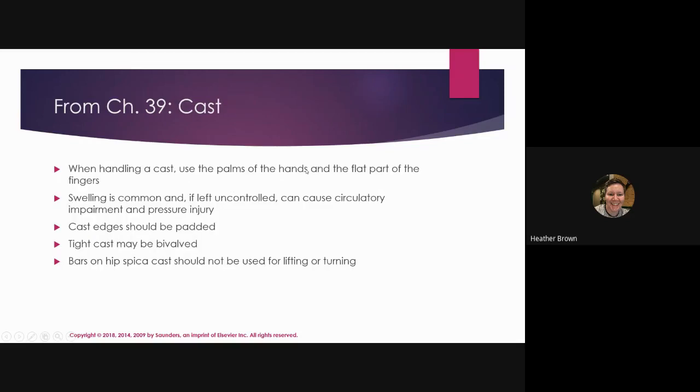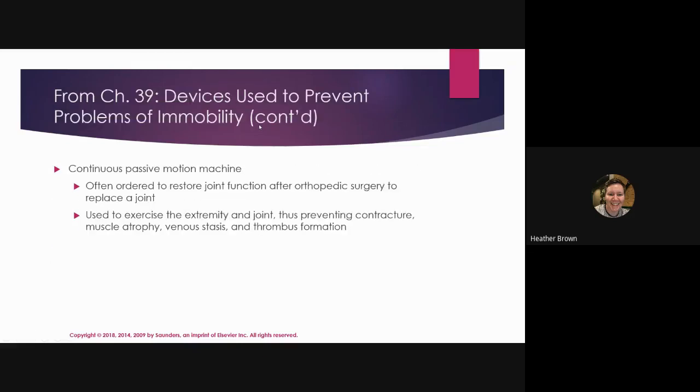The cast, we talked about what the skin would look like underneath that cast, and how we can educate the patient to get that dead skin off. We also talked about elevating that extremity on several pillows to keep it at heart level. And then the continuous passive motion machine. This is often used to restore joint function after orthopedic surgery.